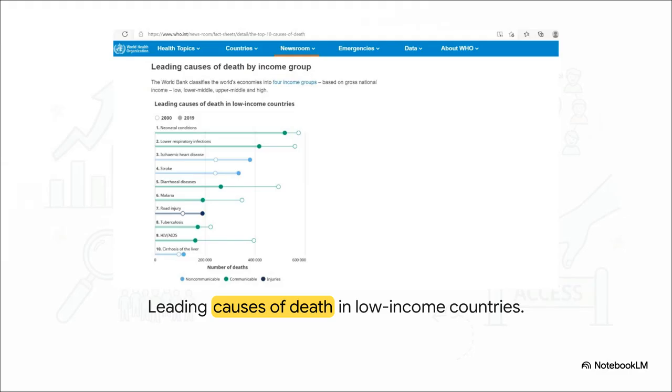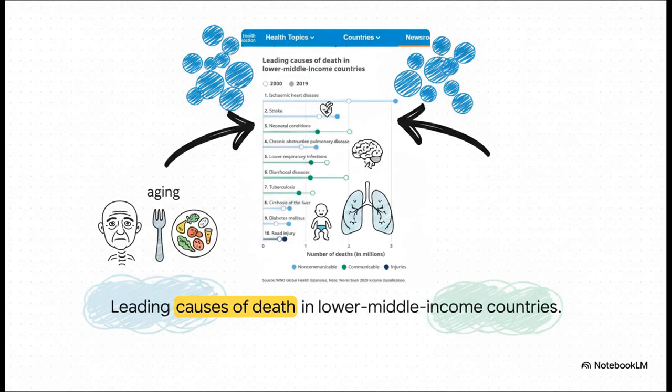Looking at the numbers for low-income countries in 2019, communicable, immediate causes still completely dominate the top 10 list. Neonatal conditions, lower respiratory infections, diarrheal diseases, and malaria remain the primary killers. But watch what happens when a country moves into the lower middle income bracket. We start seeing underlying factors like aging and changing nutrition push non-communicable diseases, specifically ischemic heart disease and stroke, to the very top of the list, sitting right alongside things like neonatal conditions. This perfectly illustrates that complex double burden of disease we were just talking about.